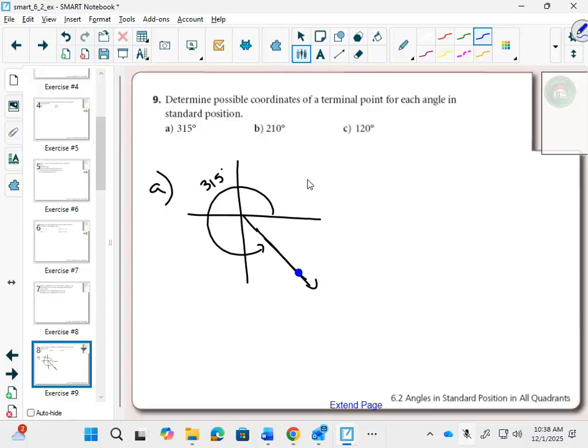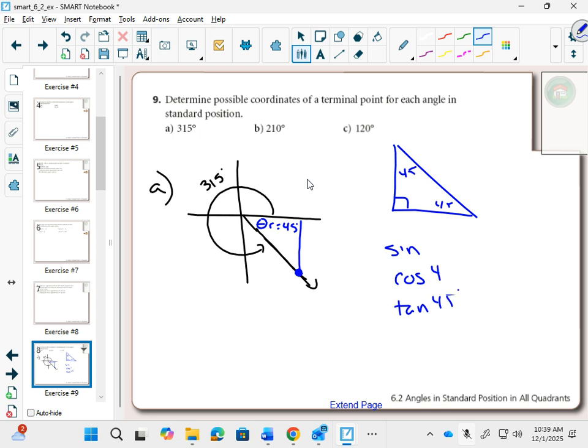Okay? So if we went back to our nearest x-axis, this would give us a reference angle. Can you tell us what the reference angle is? 45 degrees. That's a special triangle of ours. It's the isosceles one where you had 45 and 45, and you knew sine, cos, and tan of 45 degrees.